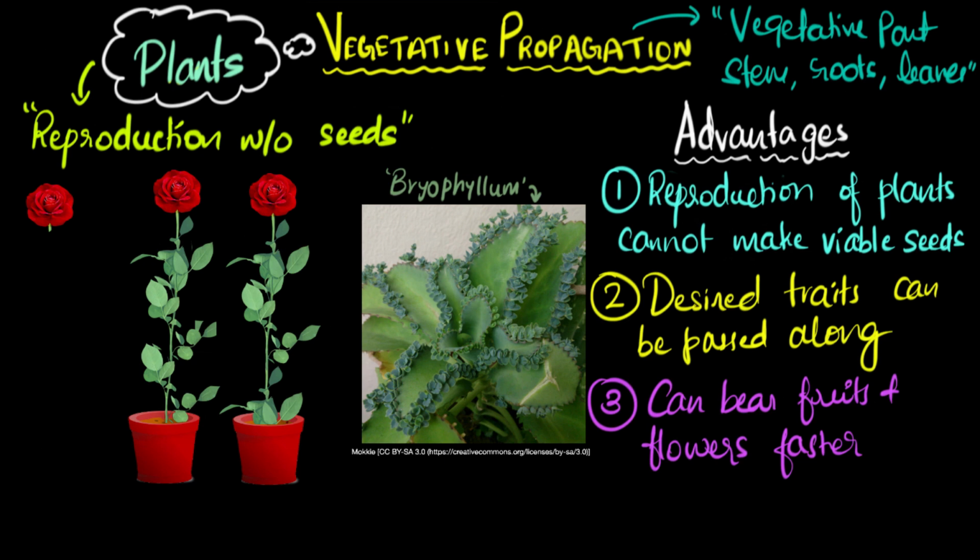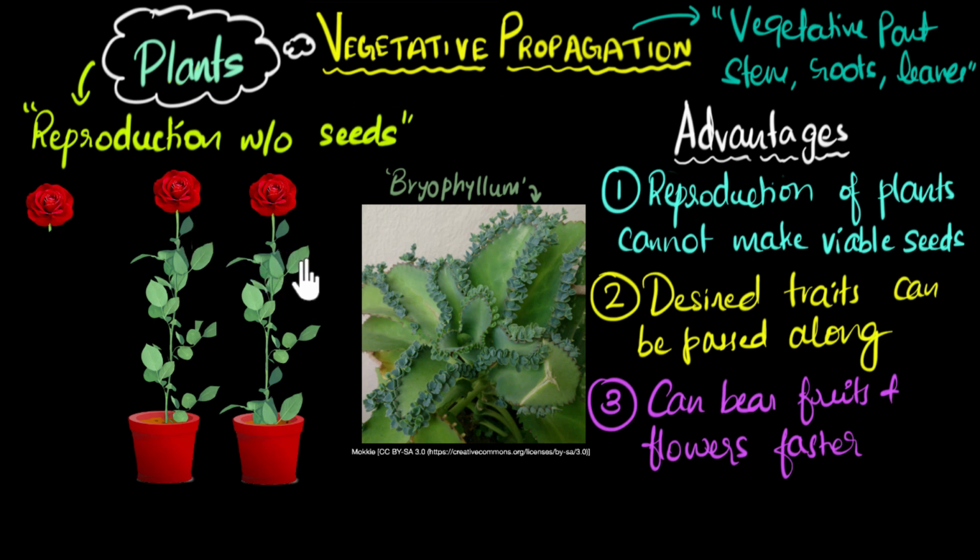Anyways, that pretty much sums up this video. And so to summarize some important points, vegetative propagation is an asexual reproduction in plants where we use the vegetative parts like stem and roots and leaves to grow new plants. So it's reproduction without seeds. It's perfect for the plants that cannot make viable seeds like roses or bananas or sugar canes or jasmine.